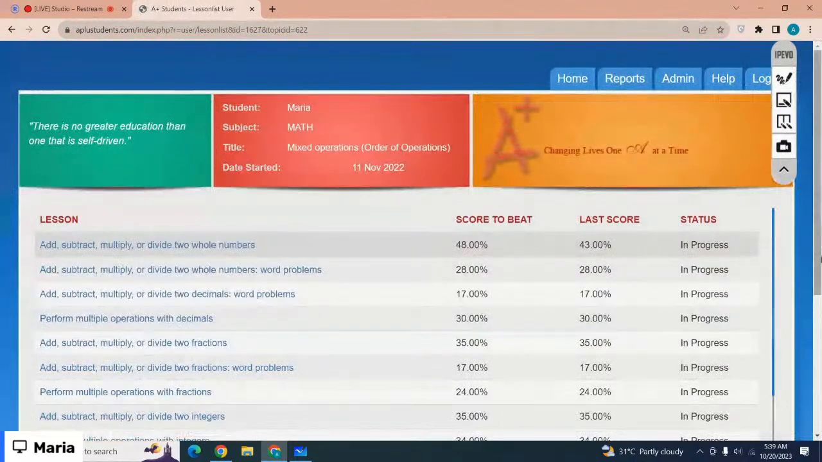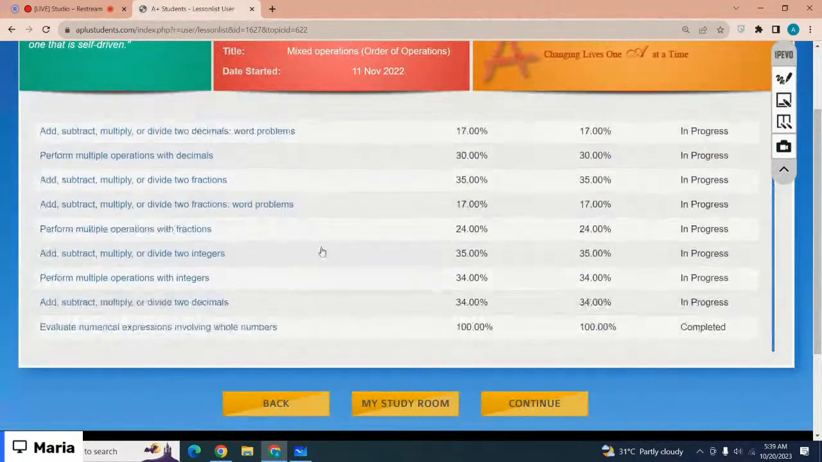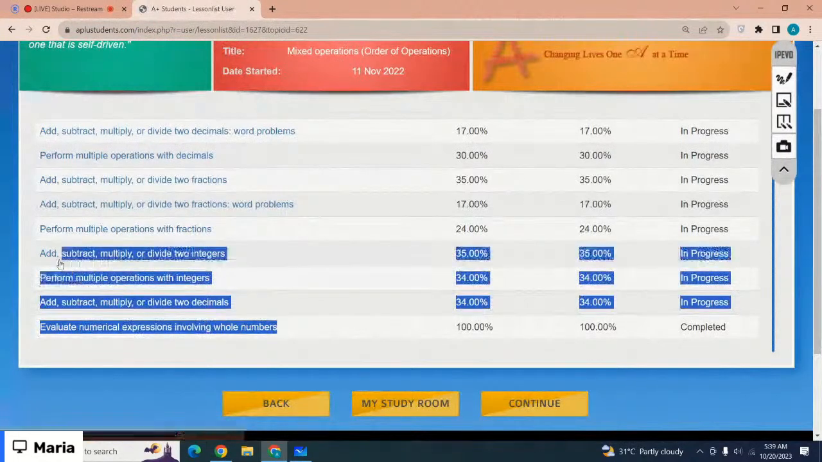So we were working on grade 6 math. The chapter we're working on is mixed operations. The lessons we have covered are add, subtract, multiply or divide two integers, perform multiple operations with integers, add, subtract, multiply or divide two decimals, and evaluate numerical expressions involving whole numbers, right? So please make sure before the next session you complete all the practice questions for the lessons we did today. That is your homework until the next session, right?